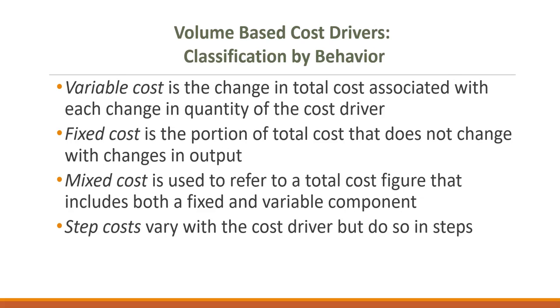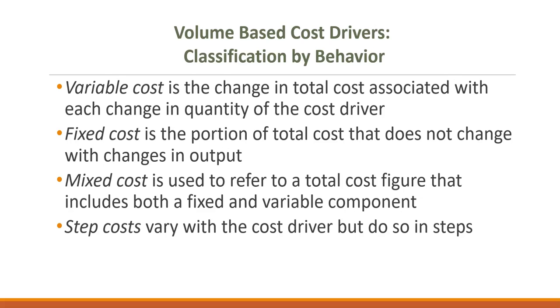We have variable costs, fixed costs, mixed costs, and step costs. These were called stepwise costs in Principles of Accounting 2. So variable costs change in total cost associated with each change in the quantity of the cost driver or our product. There is a direct linear relationship between variable costs and our product.